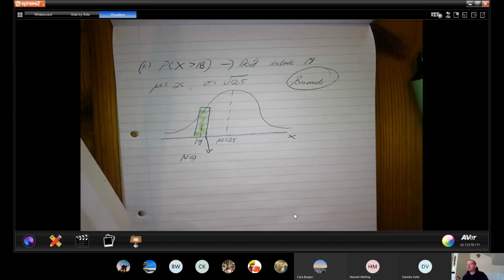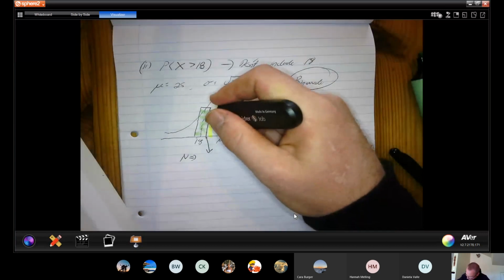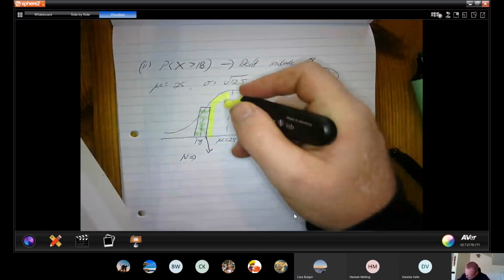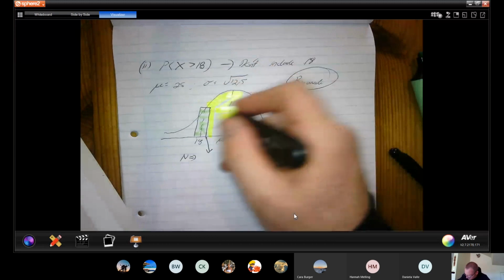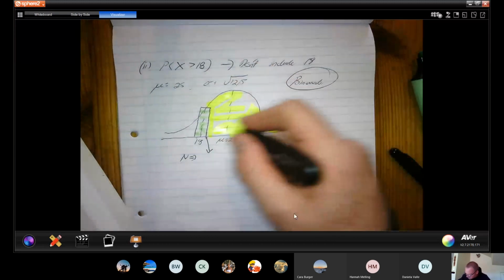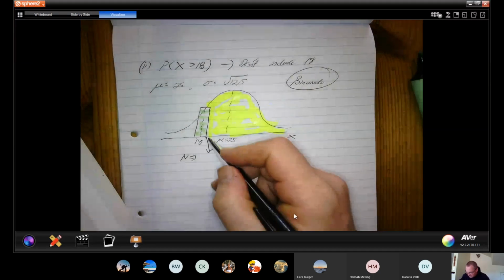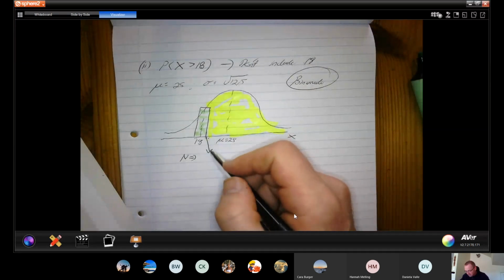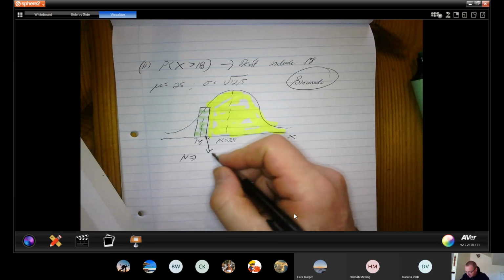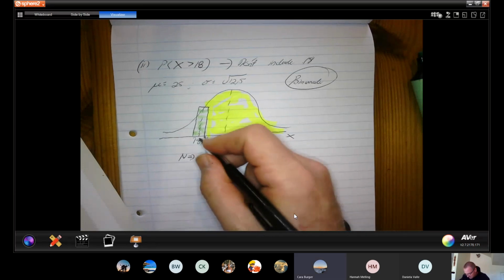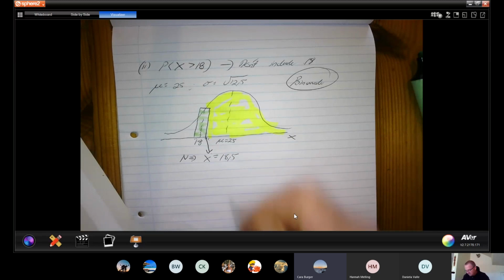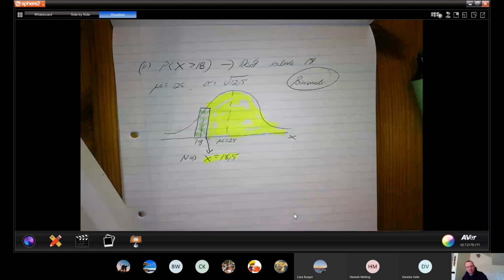So what's the x score we're going to use for the normal? The edges of the bar are always comma 5, right? So the area I want, where x is bigger than 18, is this yellow region here. I want that whole yellow region. I don't want the 18 bar. So I'm going to exclude the whole 18 bar. The edges of the bar always comma 5. So the x score we're going to use is 18,5. Back yourself, 18,5. That's it. So we're going to use an x score of 18,5.